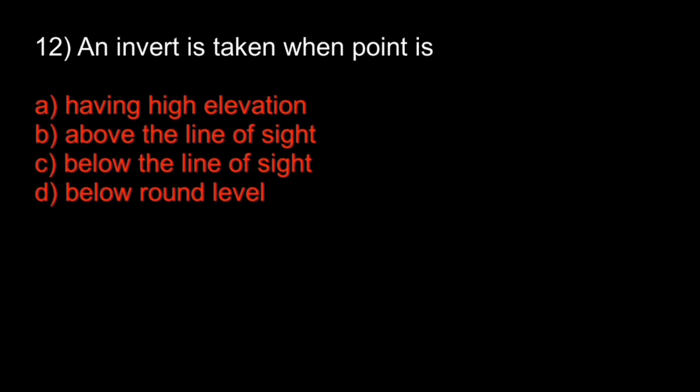Now let's move into the next question. Question number 12. An invert is taken when the point is: option A, having high elevation; option B, above the line of sight; option C, below the line of sight; option D, below ground level. And the answer is option B, above the line of sight. An invert is taken when the point is above the line of sight.